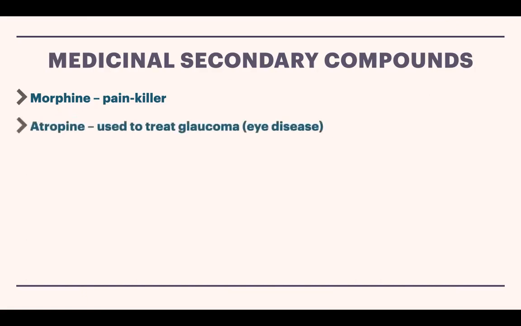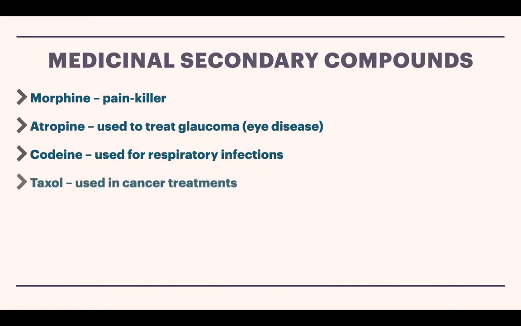We also have atropine, which is used to treat glaucoma, which is an eye disease. We have codeine. If you've ever had a sinus infection or some kind of upper respiratory infection, you might get some medicine, a decongestant with codeine. It makes you kind of sleepy and really relaxed. There's Taxol, which is used in cancer treatments, and quinine, which is used to treat malaria.